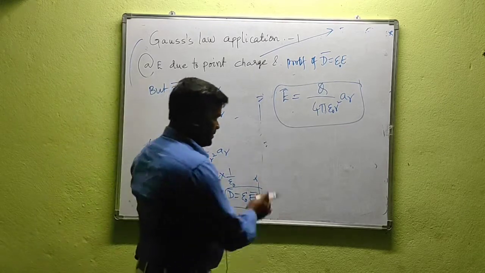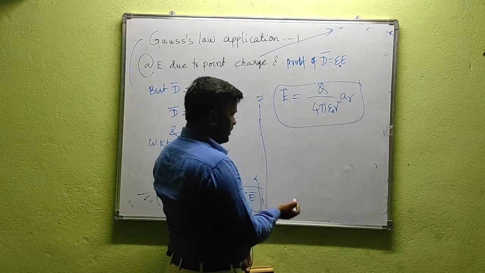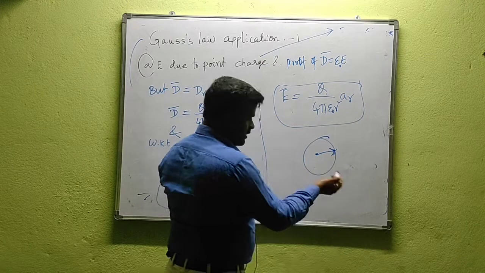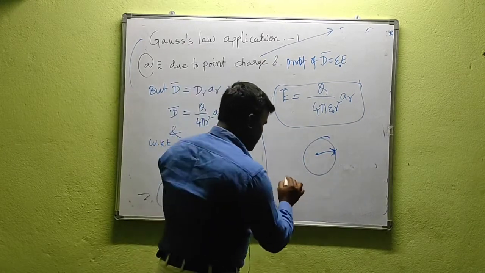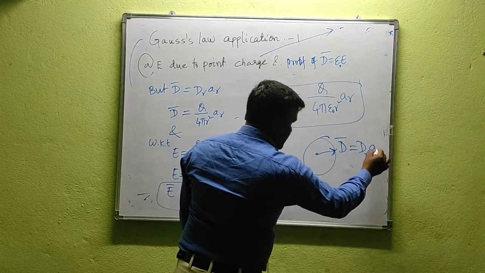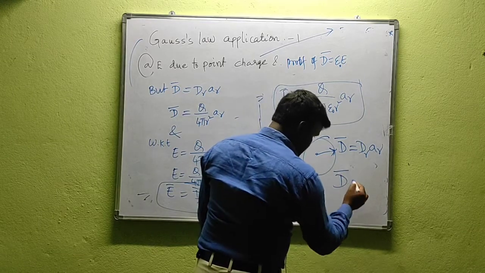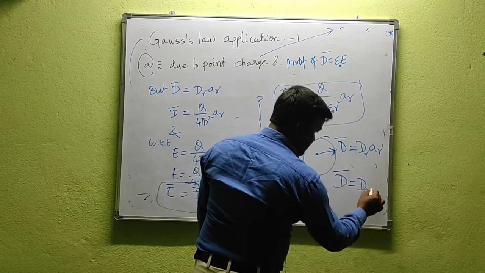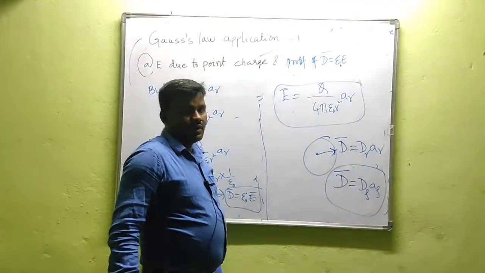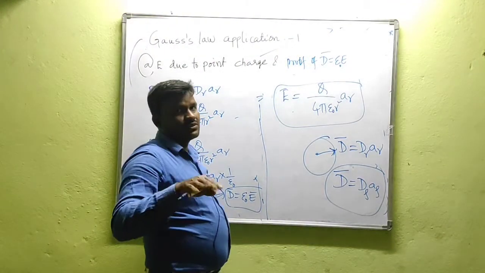In this application, we used a symmetrical charge distribution. We considered a sphere of radius r. In case of a sphere, we need to go for the spherical coordinate system. In the spherical coordinate system, we need to take the D component along the r direction only, Dr ar. If it is a cylindrical coordinate system, remember this, in case of Gauss law, D should be taken as D rho a rho. D should be along the rho direction only. Why? Because in the cylindrical coordinate system, the symmetry of charge distribution depends only on rho.